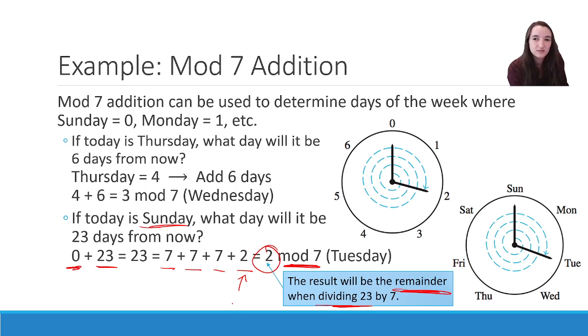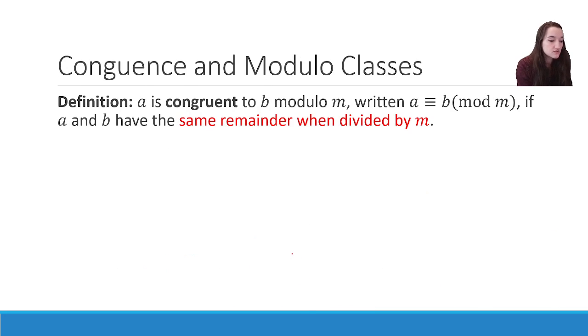That's where this big relationship to our working in other bases is going to come from. So let's talk about congruence and modulo classes. We say A is congruent to B mod M, written as A with, it's like a fancier equal sign. So it's got 3 lines now. These 3 lines are the congruence symbol. A is congruent to B mod M if A and B have the same remainder when divided by M.